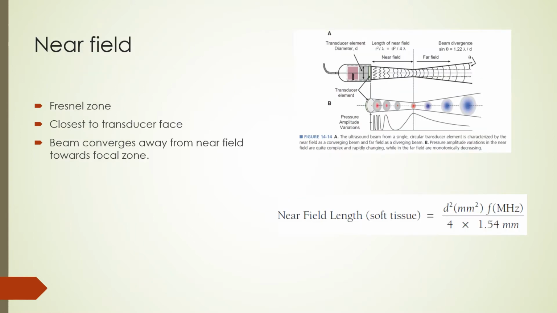In the near field, the beam converges because of multiple constructive and destructive interference patterns of the ultrasound waves from the transducer surface. The near field is closest to the transducer face, and the beam diameter converges to approximately half the transducer diameter at the end of the near field and begins to diverge after the near field. The near field length is dependent on the transducer diameter and propagation wavelength or frequency, as the formula below shows. And I'll point this formula out to you. So here is your near field length in soft tissue, and it depends on the diameter of the transducer and frequency. And remember that frequency and wavelength are also related.